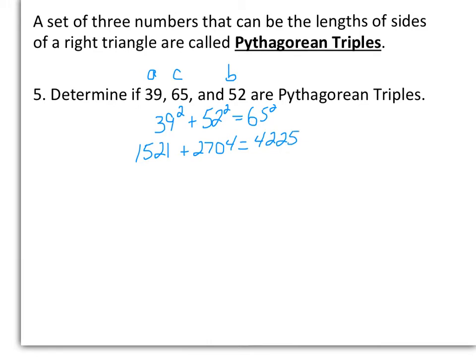Then combining like terms. We do get a true statement. So then the answer is yes, these 3 numbers are Pythagorean triples.